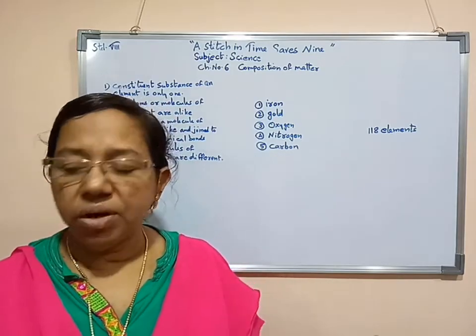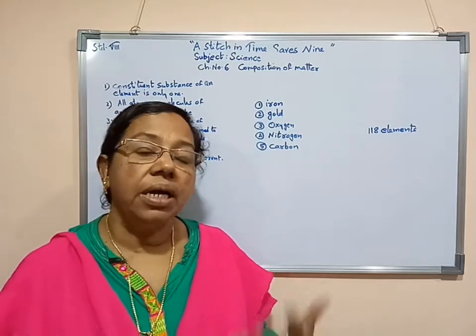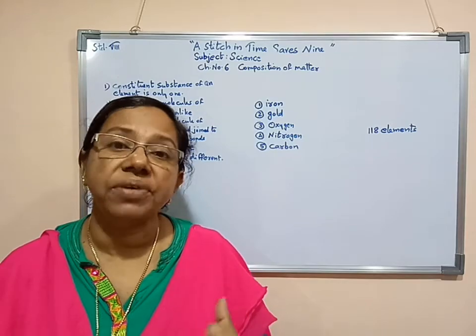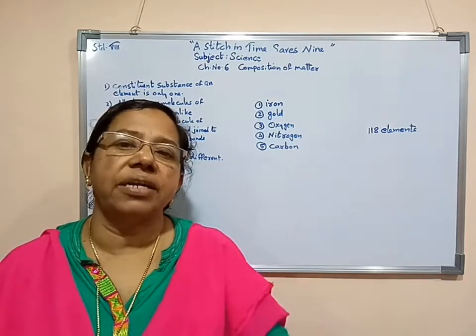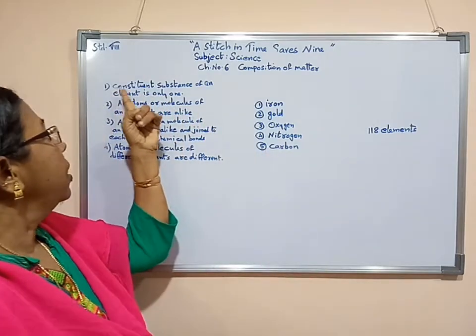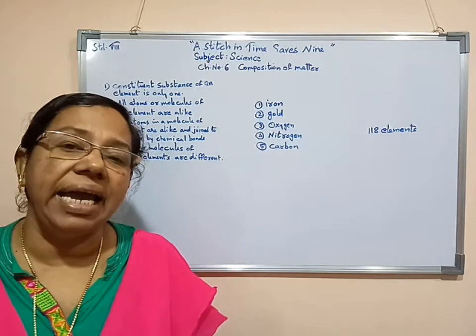Silver, if you are thinking of silver, all its particles are made of silver. Carbon, all its particles are made of carbon. Oxygen, all its particles are made of oxygen. So here it says the constituent substance of an element is alike.